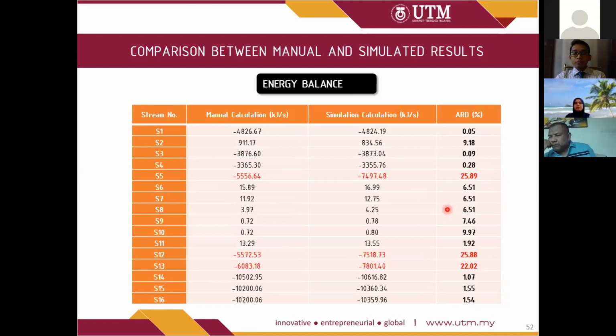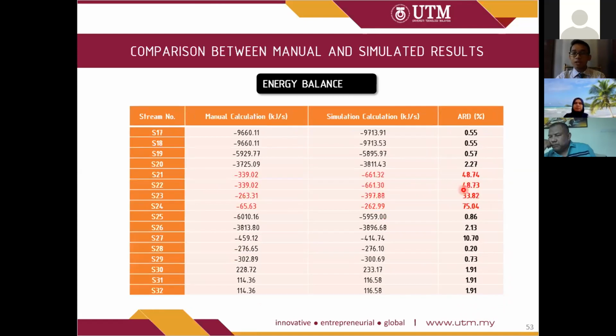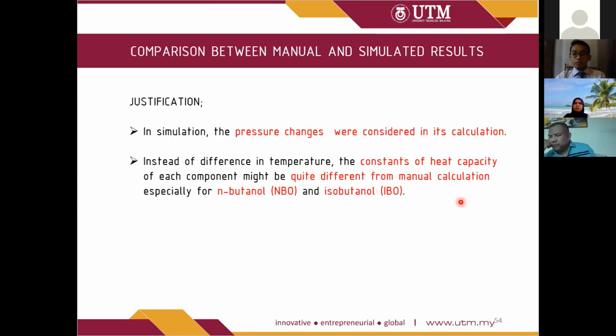And that is for the energy balance. As we can see here, there are a few streams highlighted in red that give higher relative deviation, which is greater than 15%. Also for these few streams. And our justification is, in the simulation, the pressure changes were considered in its calculation. And the most important thing, besides the difference in temperature, the heat capacity constant of each component might be quite different from the manual calculation, especially for NBO and IBO.